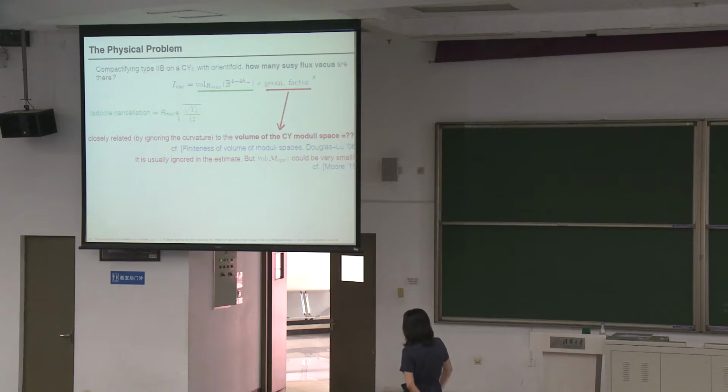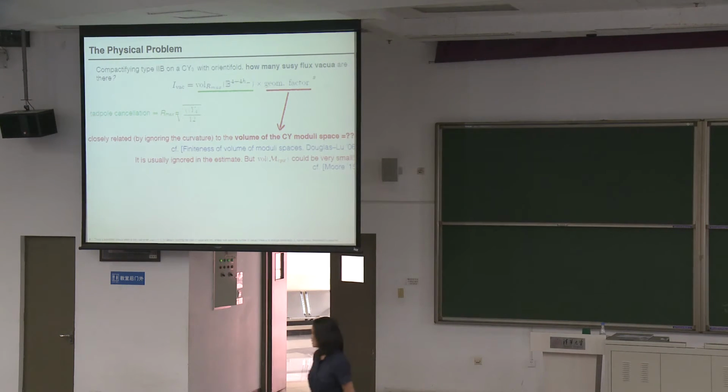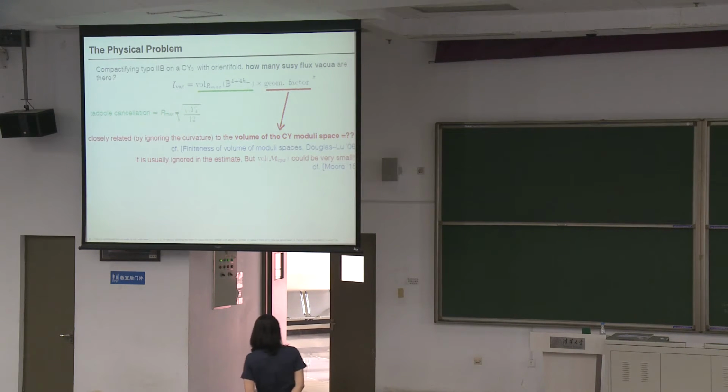And the second factor is a factor that depends on the geometry of the moduli space. This factor is closely related to the volume of the Calabi-Yau moduli space, which is something we know very little about. For instance, inspired by this formula, there have been results on the finiteness of this volume, so we know it's finite. But what is the number?